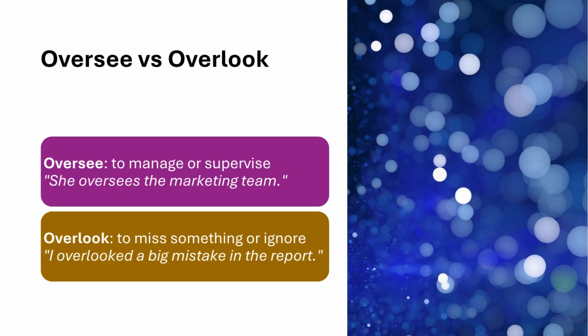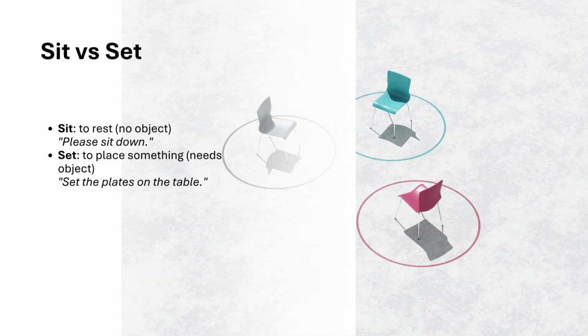And the next pair of verbs is sit versus set. Sit is to rest, in which there is no object needed. For example, please sit down. Whereas set is to place something, which needs an object. Set the plates on the table.